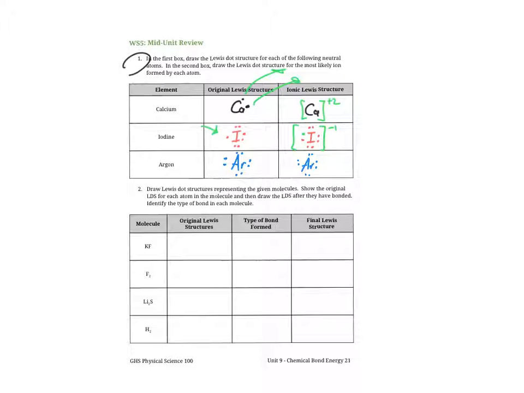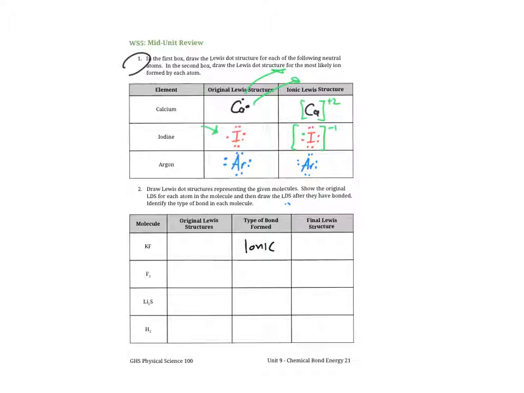Now, then it says to draw Lewis dot structures for the given molecules and show the original Lewis dot structure for each atom, then draw the Lewis dot structure for when they have bonded, and then identify the type of bond. So I know that I'm going to look at KF. K is a metal, and fluorine is a nonmetal, so that is going to tell me that I have an ionic bond. Oops, if I can spell.